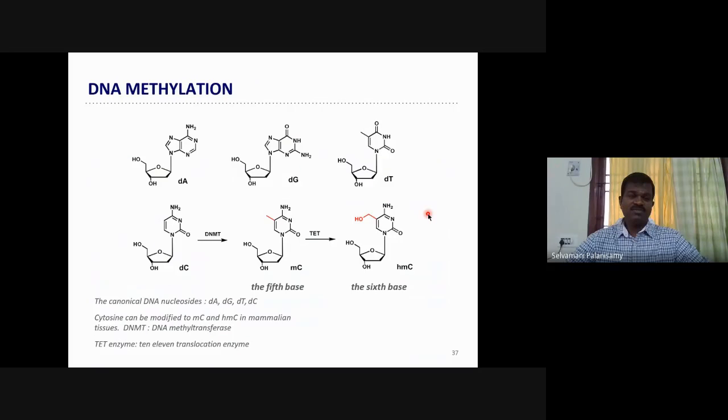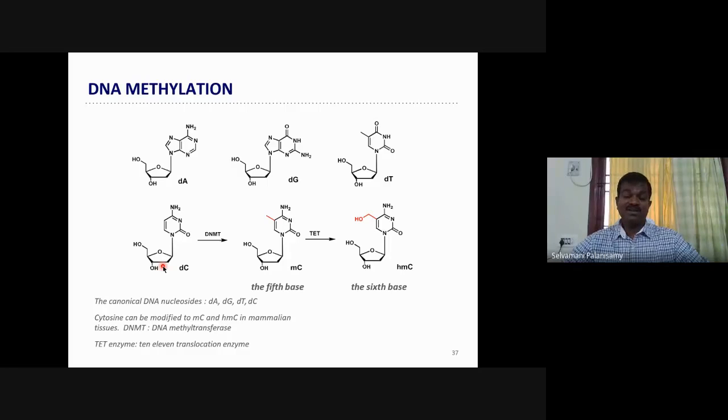So the process of DNA methylation involves adenine, guanine, thymine. They are stable and don't participate in this methylation reaction. This cytosine undergoes a methylation reaction and is converted into methylated cytosine. And then one more thing, hydroxymethylated cytosine. So there are four bases for a DNA, A, G, T, C, we all know.